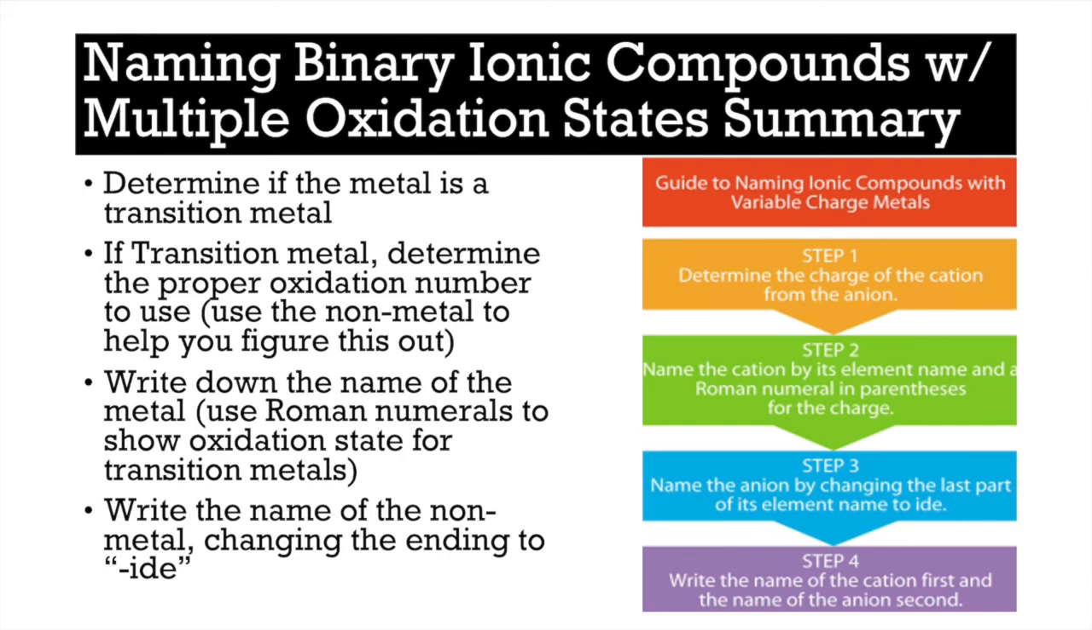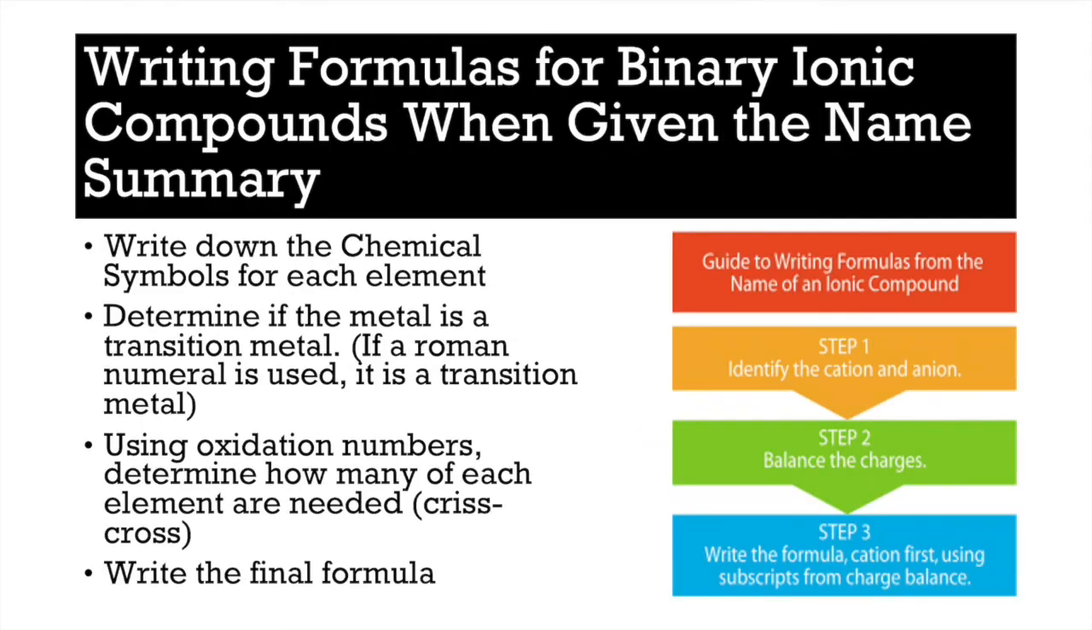Okay, so now we're going to go backwards. I'm going to give you the name. Your job is to figure out what the compound is. So this is a bit easier. So again, here are the rules. Write down the symbols, figure out what that Roman numeral means, do the crisscross method, simplify, write the final formula. Again, this might not make much sense yet. Let's go ahead and apply these rules.